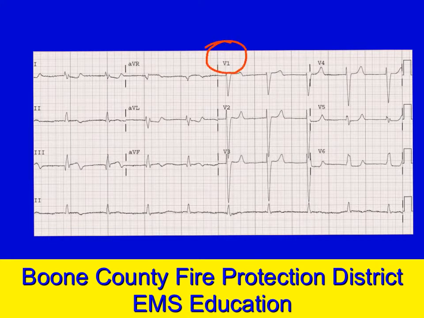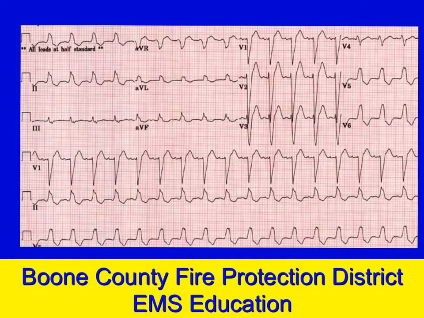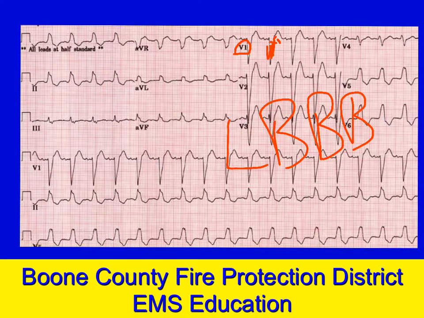Again, lead V1, find the J point, move back into the terminal part of the complex. It's very clearly down, so that's a left bundle. And lead V1, find the J point, move back in. Very clearly it's pointing down, another left bundle branch block.